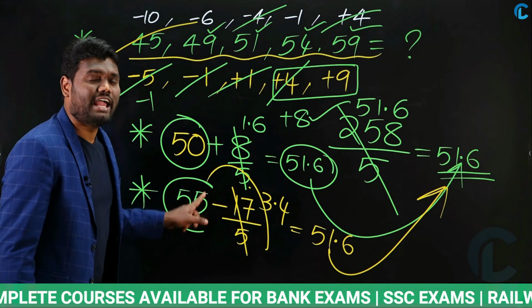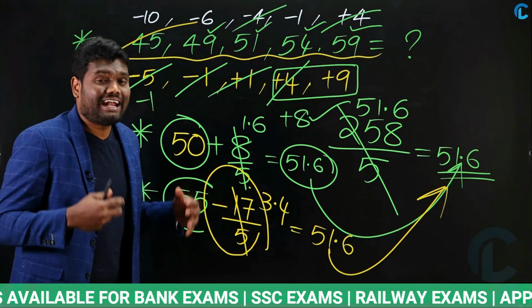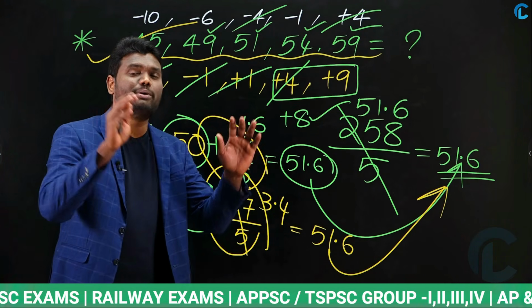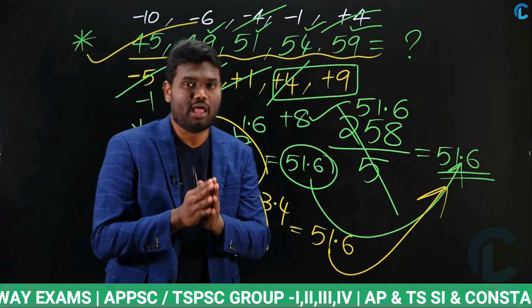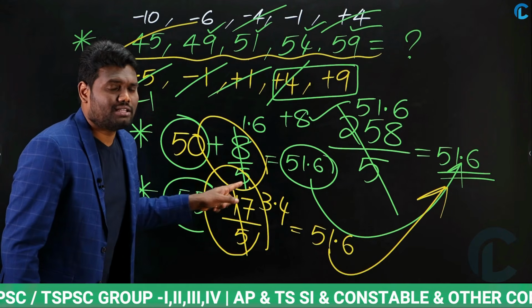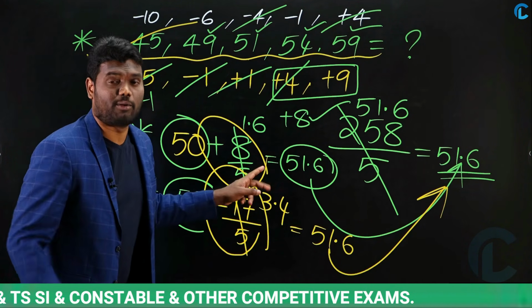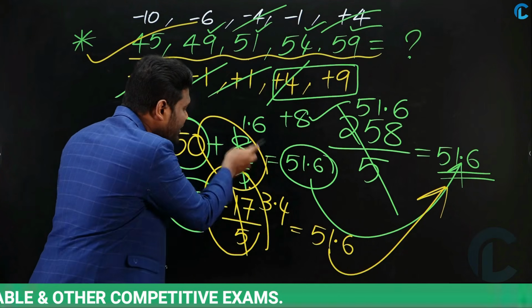But while you are subtracting, distribute and subtract. If you are getting a positive value, then you are supposed to add. While you are adding, distribute and add. So this is really important. Most of the guys do not distribute it. Without distributing, they will add directly 50 plus 8, which is wrong. You have to distribute and then add.